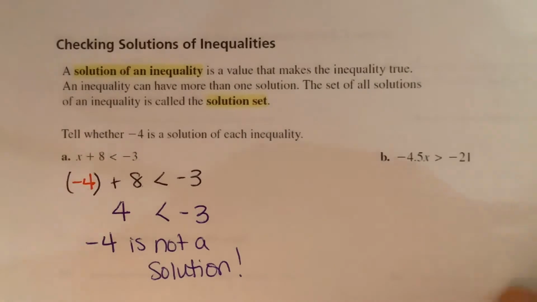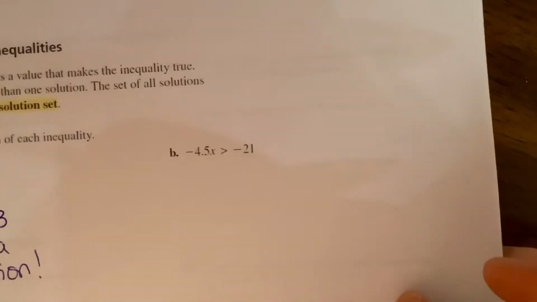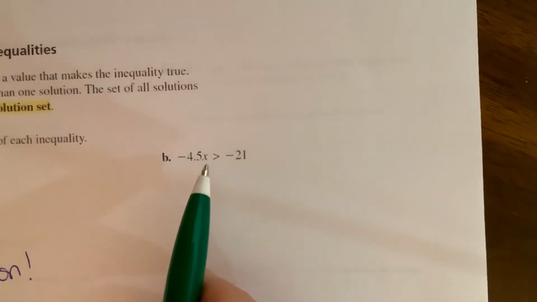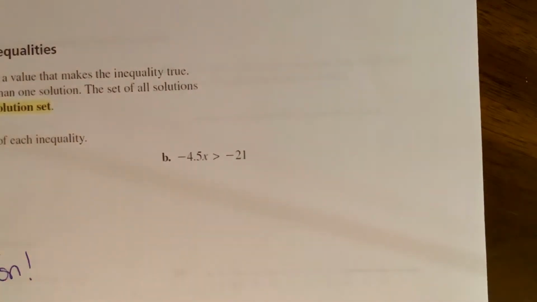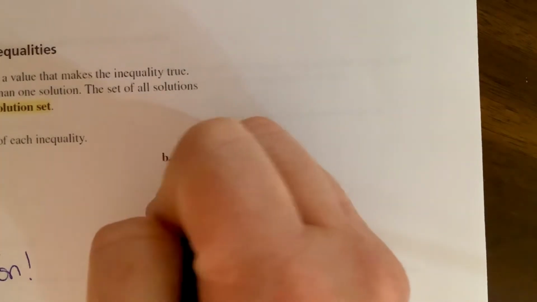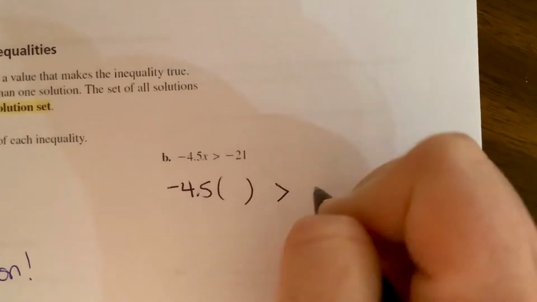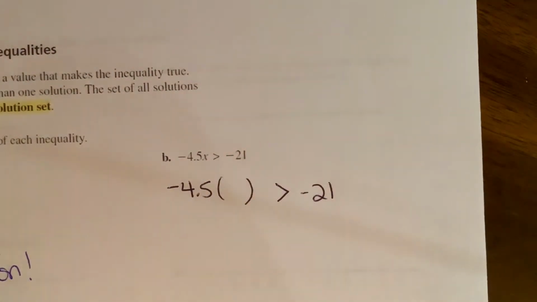Okay, part B, here's another inequality. We're going to use the same -4 in place of the variable. So we have -4.5 times x is greater than -21. Okay, so -4.5, I'm going to put x in here, is greater than -21.